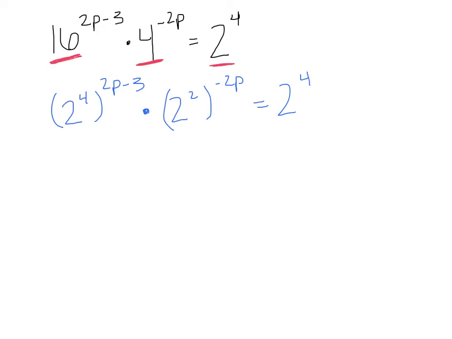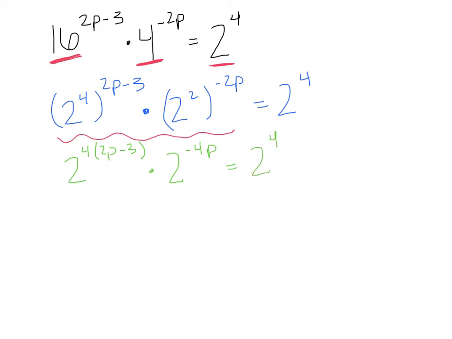Now before we start setting things equal to each other, we need to look at this left-hand side. We need to think about our rules of exponents. When we multiply things that have common bases, what do we do with the exponents? We add the exponents. So I'm going to simplify this a little bit further so we can see what's going on. This is 2 to the 4 times 2p minus 3 times 2 to the, I'm just going to say negative 4p, equals 2 to the 4th.